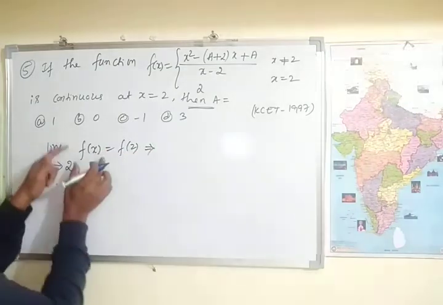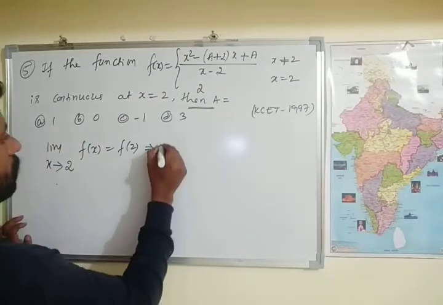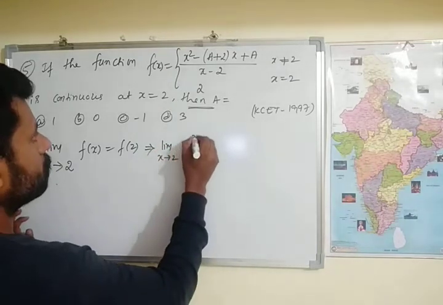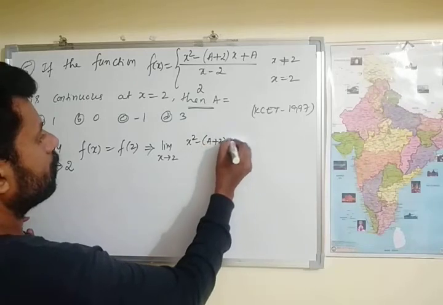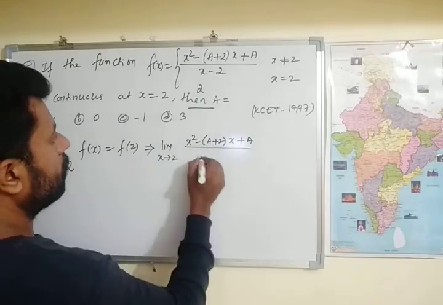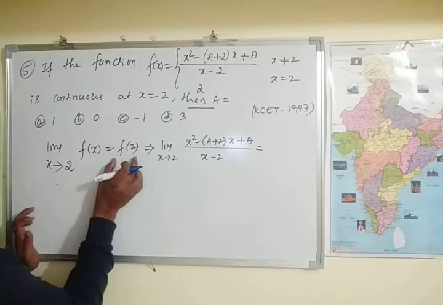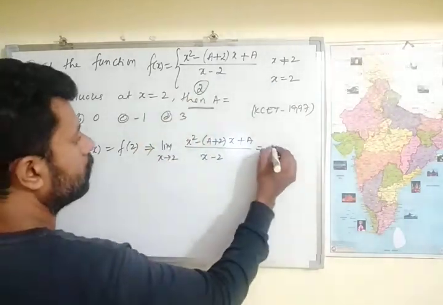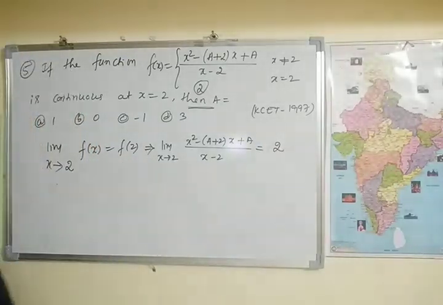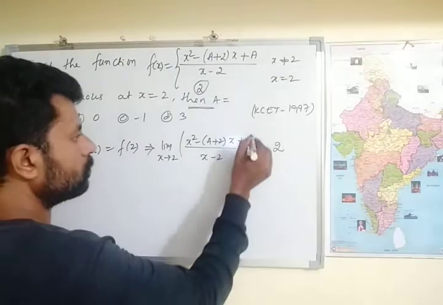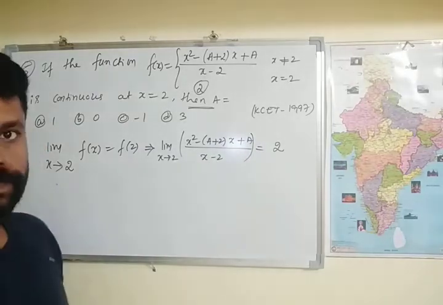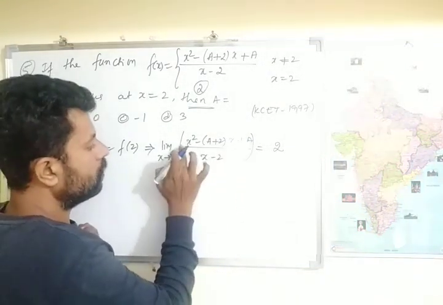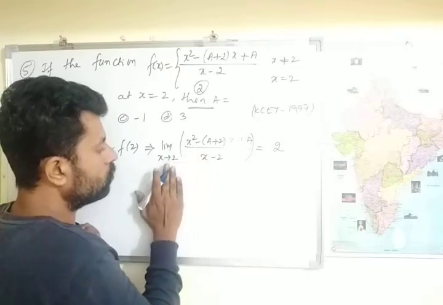Now this result can be written as the limit x tends to 2 of f of x, which is x square minus (a plus 2) into x plus a divided by x minus 2, is equal to f of 2. See, at x equal to 2 the value is 2, so I consider directly f of 2 is 2. Next, here x approaches 2, we have numerator and denominator. X approaches 2 means substitute 2 in place of x.